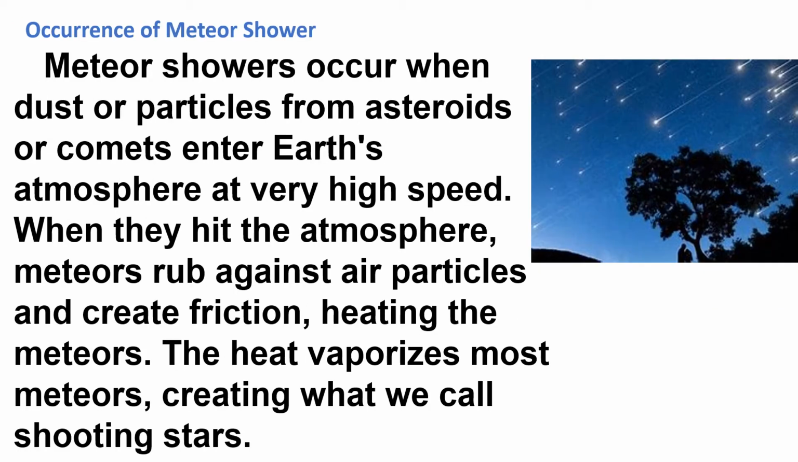So meteor showers occur when dust or particles from asteroids or comets enter the Earth's atmosphere at very high speed. When they hit the atmosphere, meteors rub against air particles and create friction. The heat vaporizes most meteors, creating what we call shooting stars.